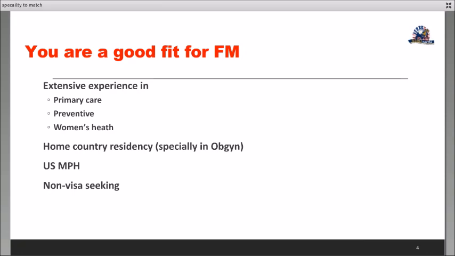Family medicine is increasingly not doing visas. So if you don't need a visa, that kind of improves your chances for family medicine. So if you do need a visa, it doesn't mean that you cannot match. Most of our students who need a visa, and if they had a recent YOG, they tend to match, if the score is 230 plus in both steps. So visa seeking applicants can also match. They do match in family medicine as well.